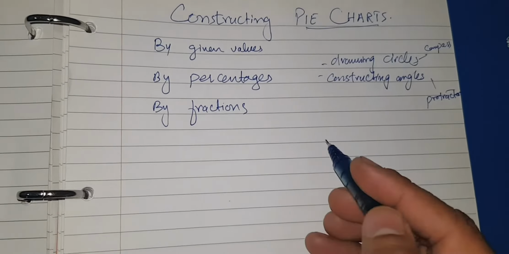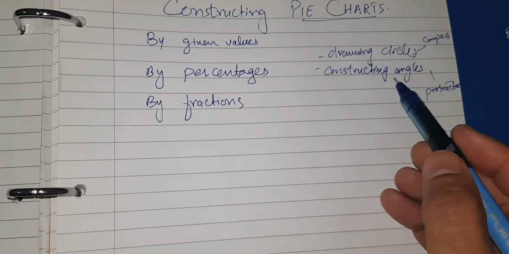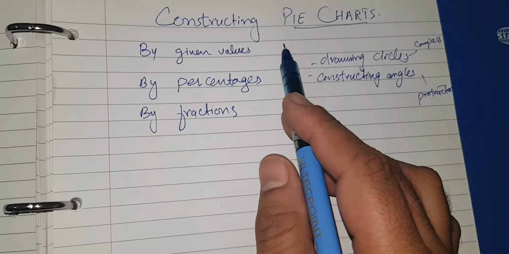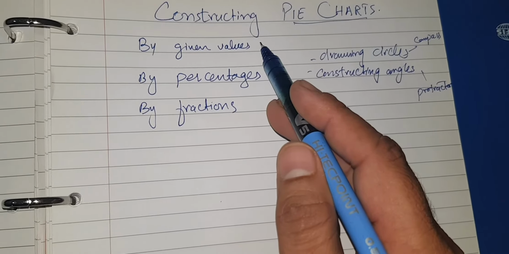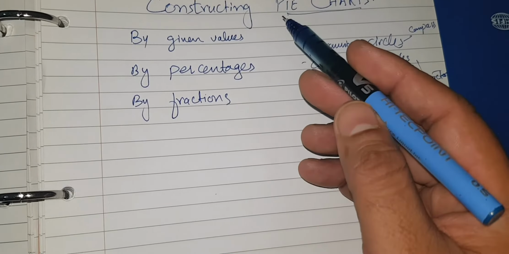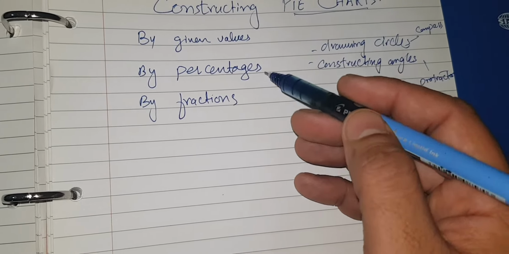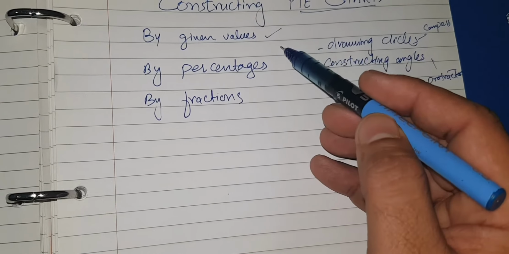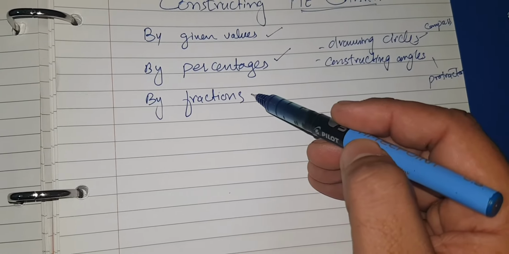Now, when we know how to draw circles and how to construct angles using a protractor, we can work with pie charts. But we need to know how many kinds of values we can use to generate pie charts. We can generate pie charts using given values, given percentages, or given fractions.